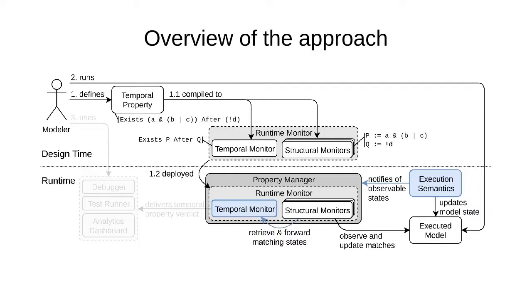This causes temporal monitors to retrieve the matches detected by the structural monitors since the last observable state. Based on these matches or absence thereof, the state of the temporal monitor is updated, potentially validating or invalidating its corresponding temporal property. In case such a verdict can be rendered, the entities listening on the temporal property are notified of its final verdict. Such entities include debuggers, test runners, or analytics dashboards.